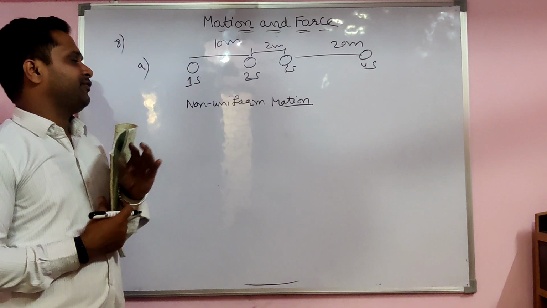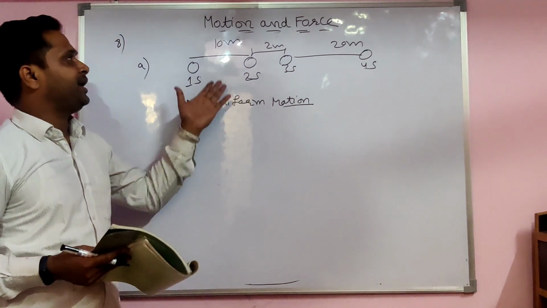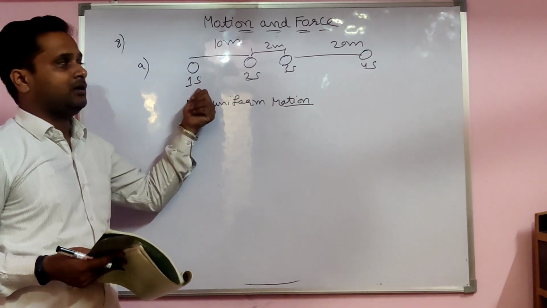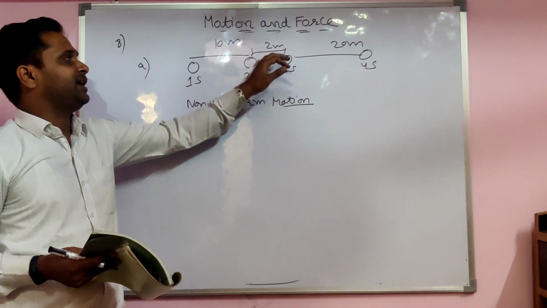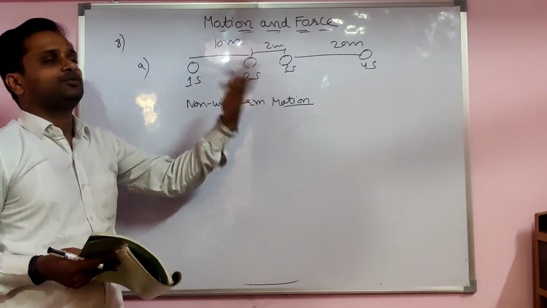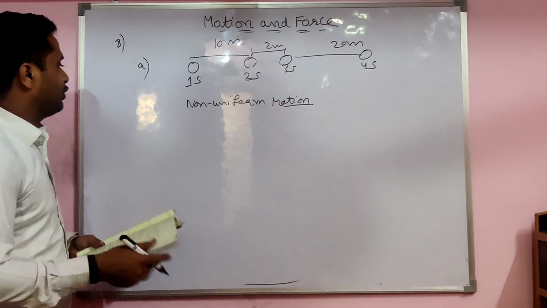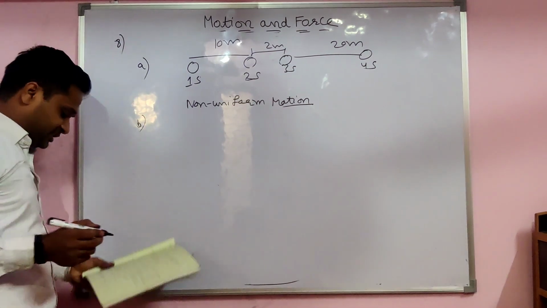Very easily, if you want to find the speed, 10 upon 1. Then from here to here, 2 upon 1. The speed always changes. Non-uniform motion. Now come to the second one.